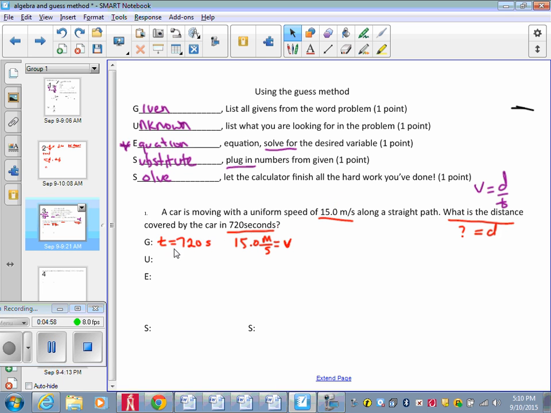That's all my givens. Now, U stands for unknown. Let's do it in purple. My unknown. What am I looking for? Displacement equals, and you can leave it either as a blank or put a question mark. I don't care. Displacement is what we're looking for. Distance. Equation. Now, can I just do this?